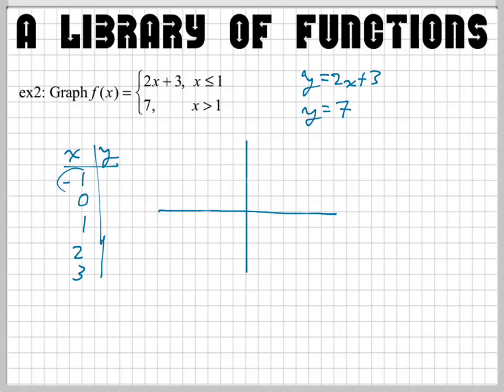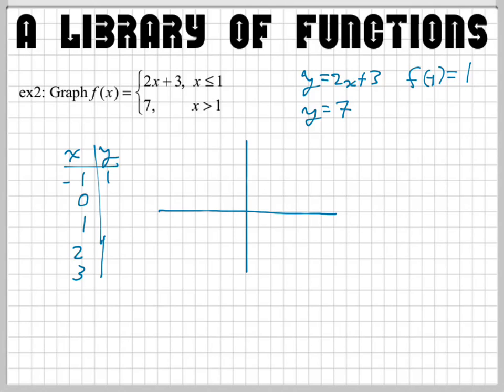Okay, so for the negative 1, if I plug the negative 1 into this function right here, what would I get? Which one does it satisfy? The one on the bottom or the one on the top? It satisfies the one on the top, so we're going to plug into this one. If we plug negative 1 into that, what do we get? Negative 1 times 2 is negative 2, plus a 3 is 1. So I write 1 right here.